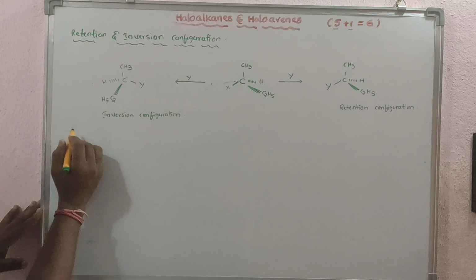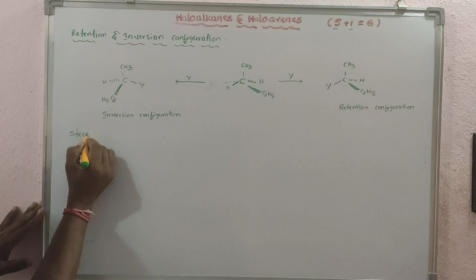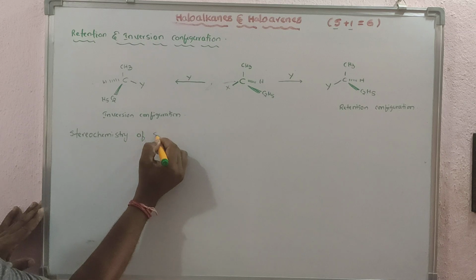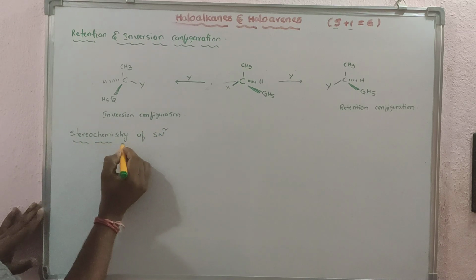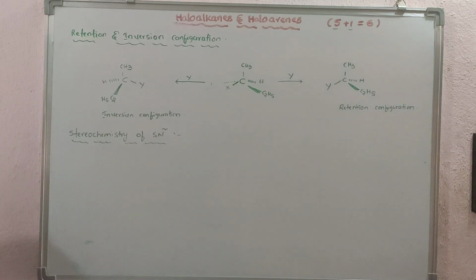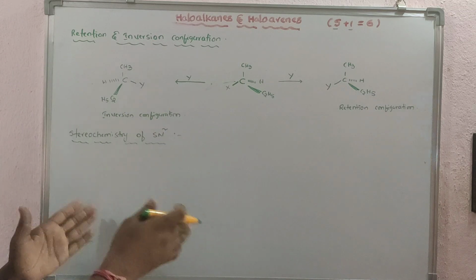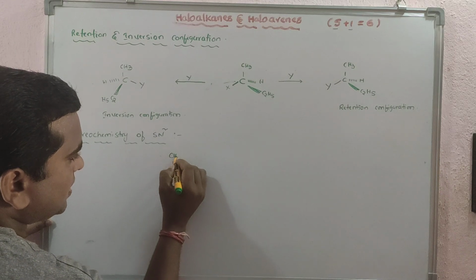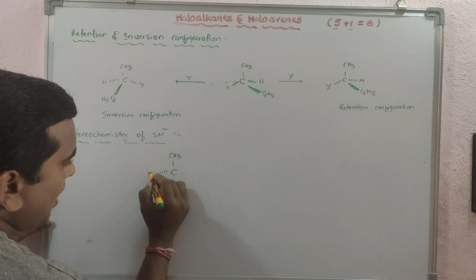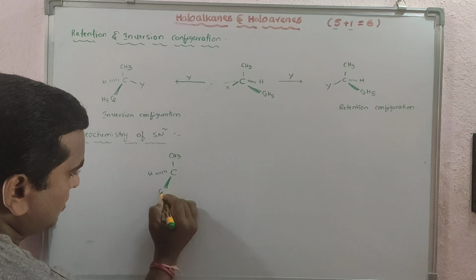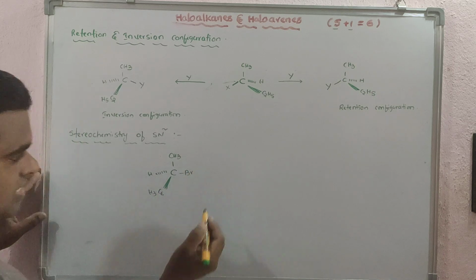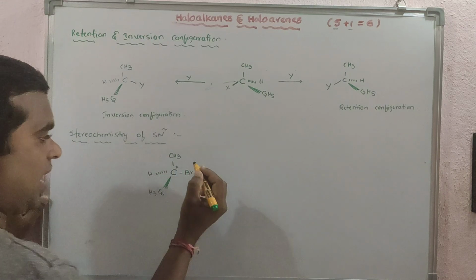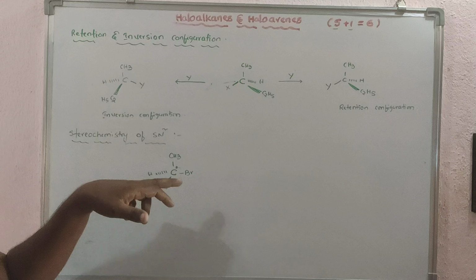Now, next concept is stereochemistry of SN2, and we will discuss what the stereochemistry of the SN2 reaction is. Clear? Previously we have discussed SN2, but stereochemistry we will discuss here. I will take one compound, CH3, H, C6H13 and Br. This is an asymmetric molecule. Why? This molecule has one chiral carbon. Chiral carbon means the carbon is attached to four different groups.